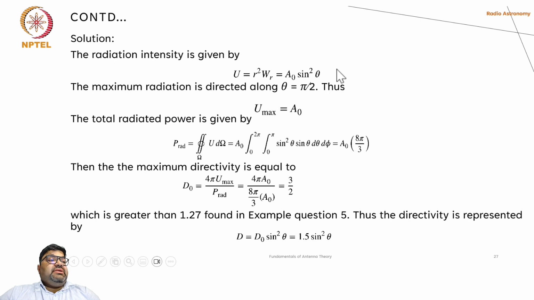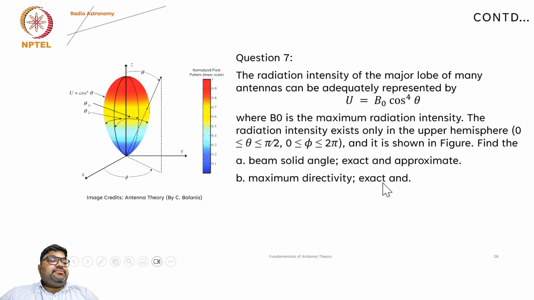So almost similar to the previous, this is also a function of theta only, but instead of sine theta, it becomes sine square theta. So you solve for the P rad, you get the value of A0 times 8 pi over 3. You get D naught as 4 pi U max over P rad, just like the previous example. If you substitute the value of P rad, you get 3 by 2 as the maximum directivity. And then you find that it is only a function of sine square theta. So D also is D naught sine square theta, or 1.5 sine square theta. So that solves the problem. It's the same as the previous problem, only sine theta is replaced by sine square theta.